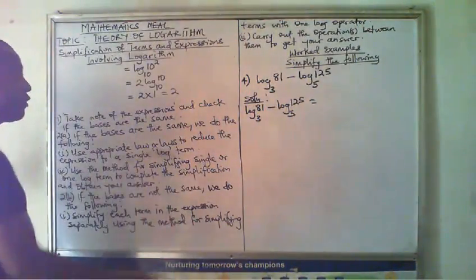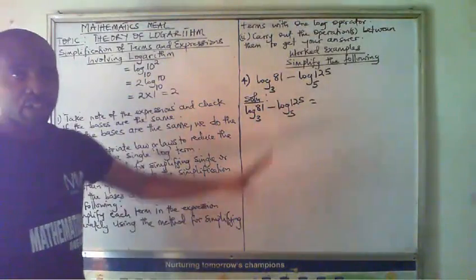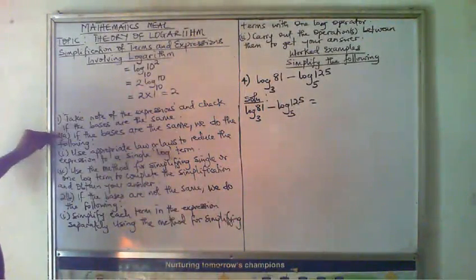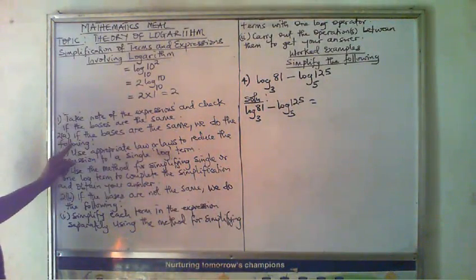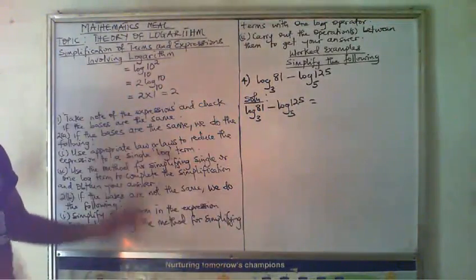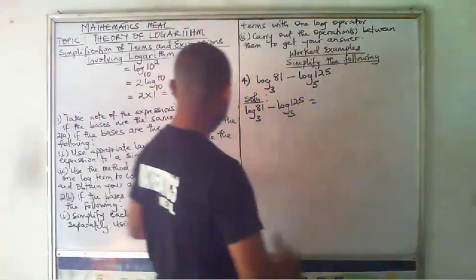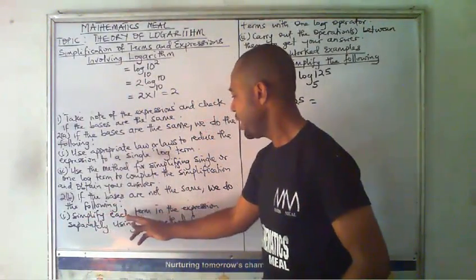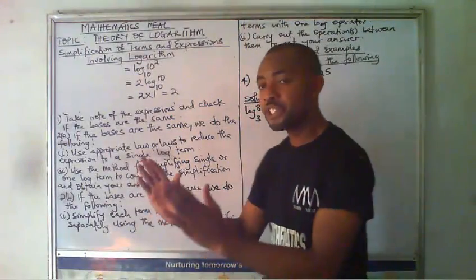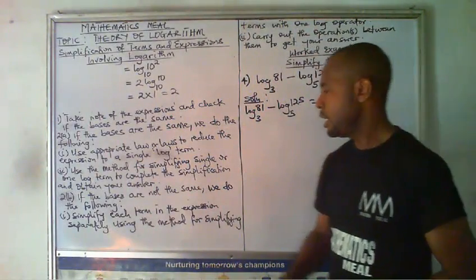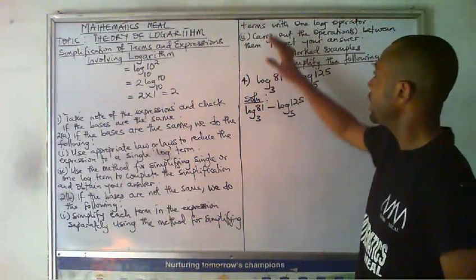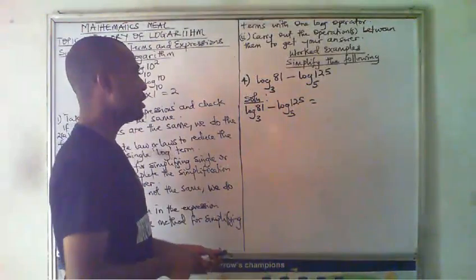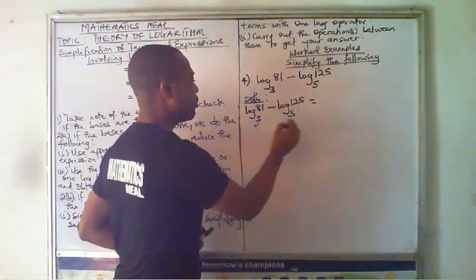So we have an answer to what we have on the board because a solution has been provided. We said the only time we apply step 2a is if the bases are the same. Let's see 2b that we have not touched so far. They say if the bases are not the same, what are we expected to do? We simplify each term in the expression separately, using the method for simplifying terms with one log operator. They have given us an answer. So we simplify this separately.